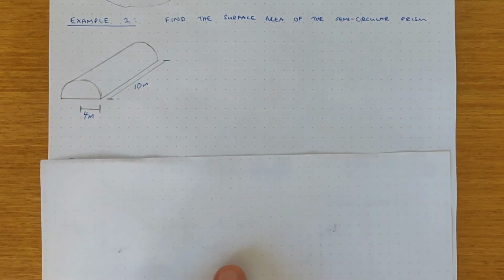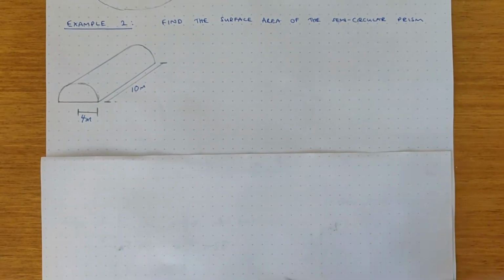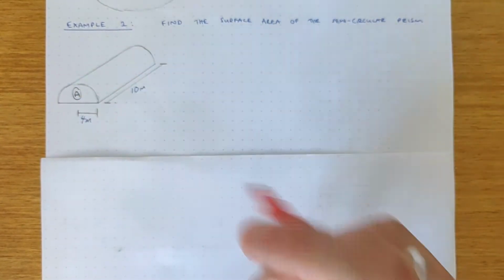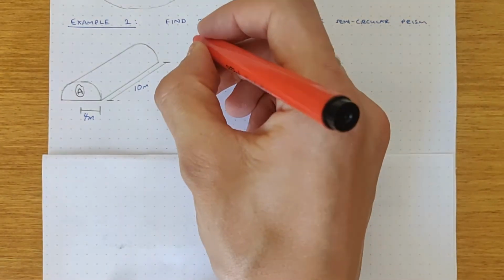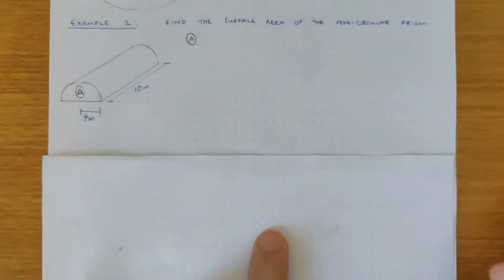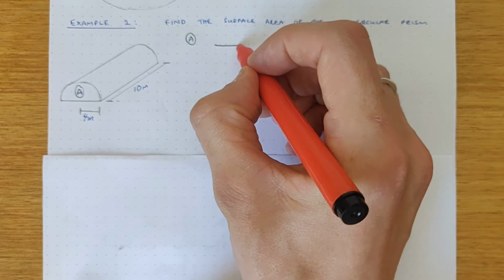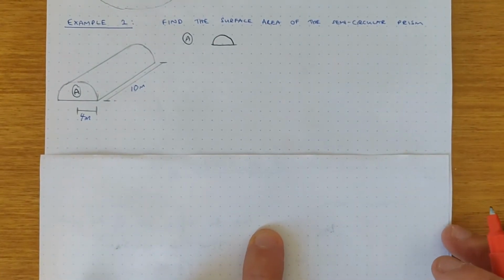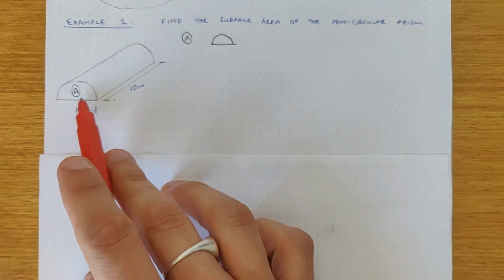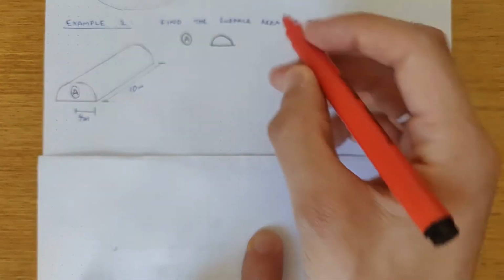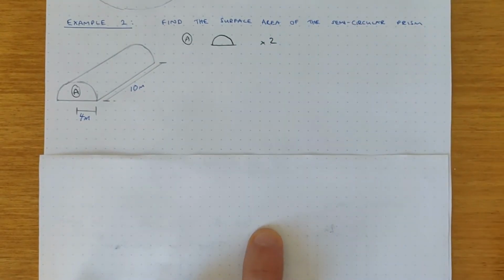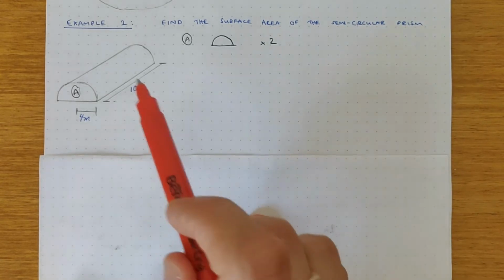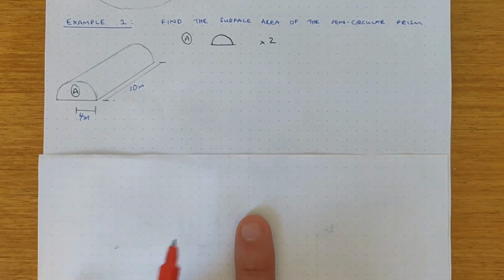So the first face I'm going to look at is this semicircular face on the front here, and I'm just going to label that A, so I've got a way of referring to it. Okay, and if I look at the semicircle A, I'm just going to draw a quick sketch of it. Looks something like that. It really doesn't need to be an accurate sketch. Now, I know I've got one on the front here and one on the back, so I know I've got 2 of these.